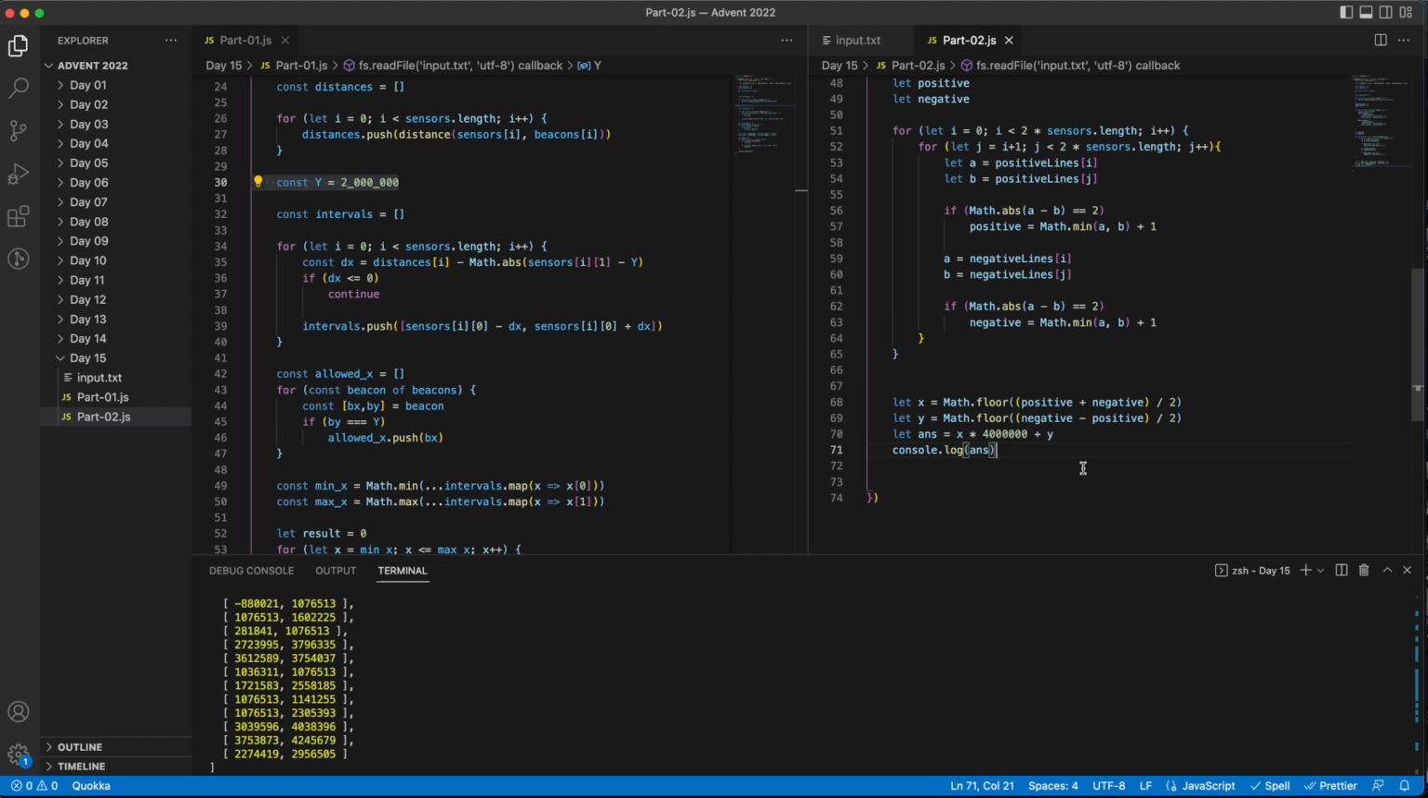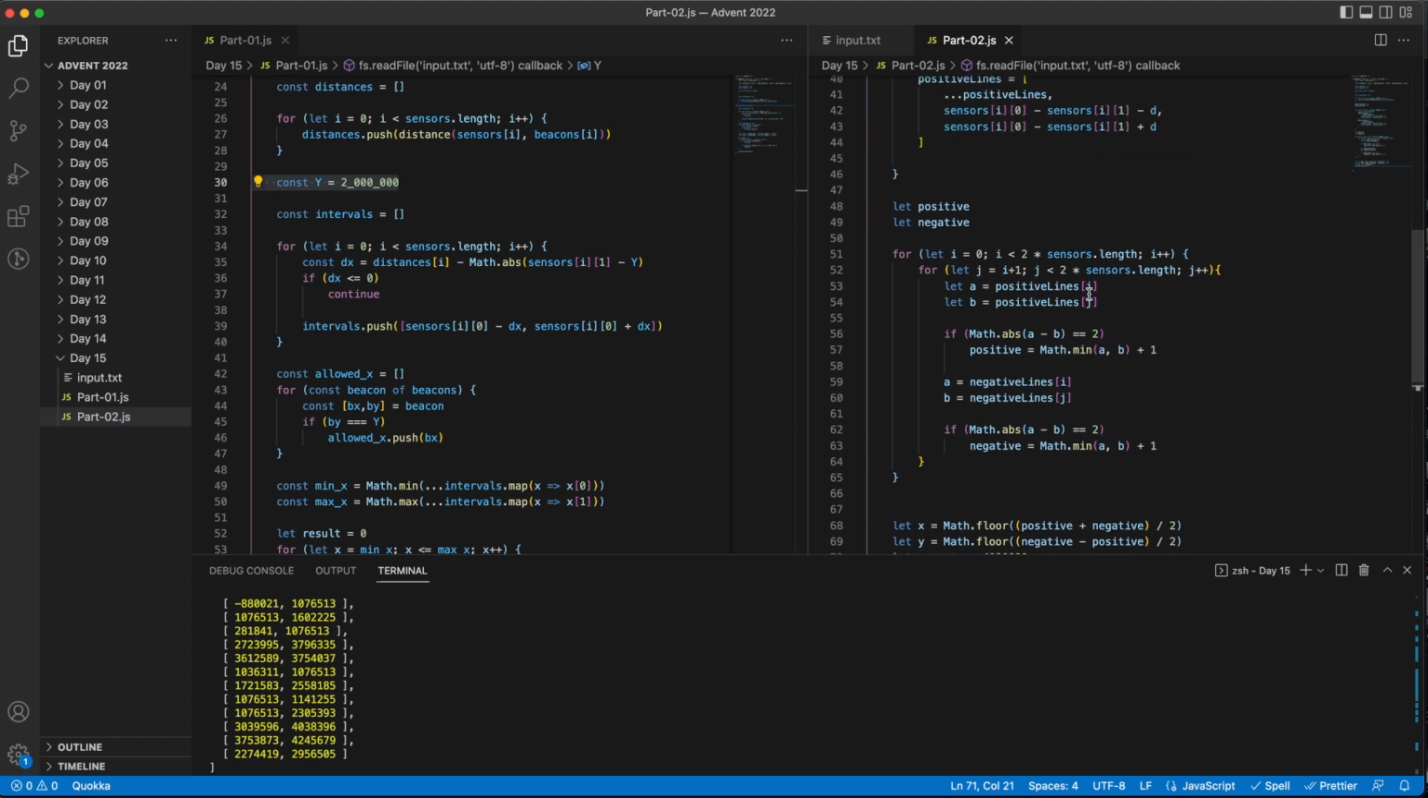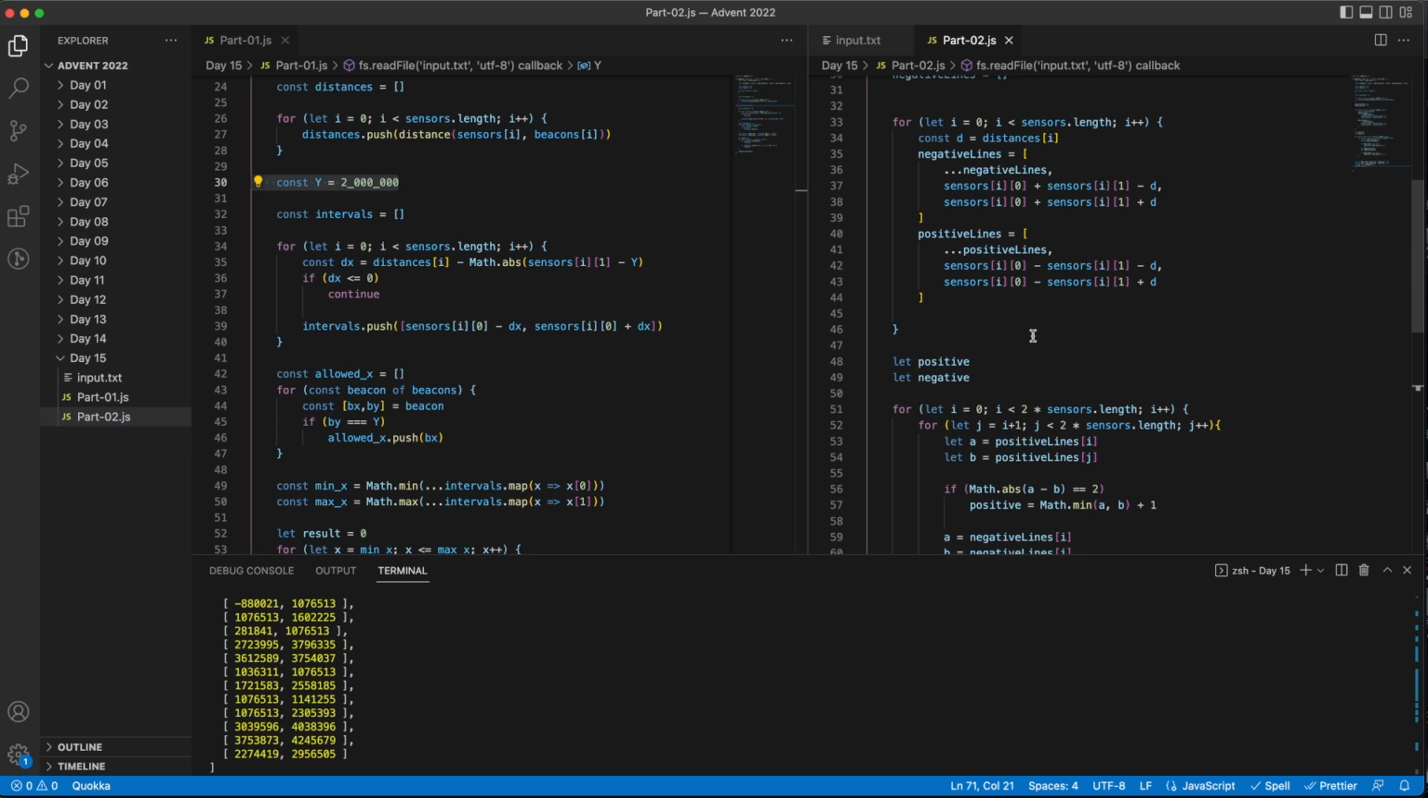So this was pretty much it. The code is always on GitHub, so you can go and check.